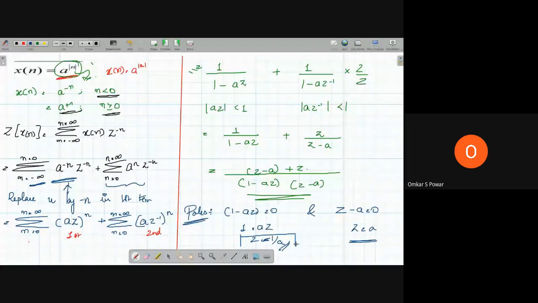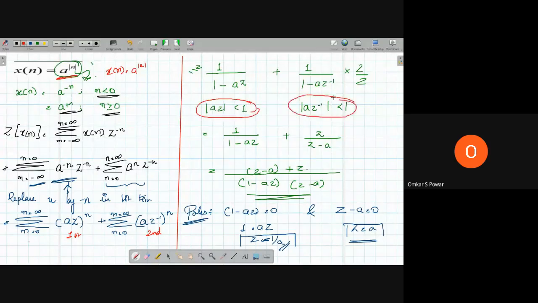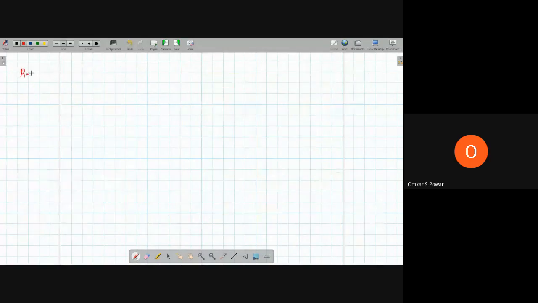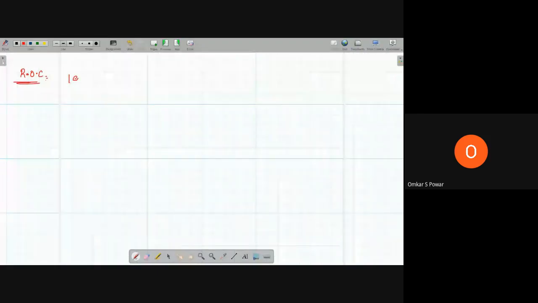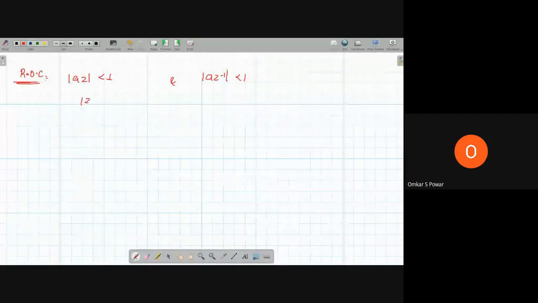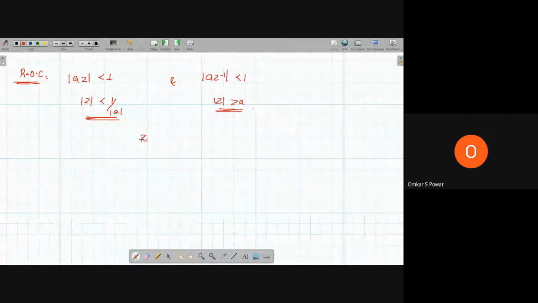Okay, then what do we have to get? We have to get the region of convergence. So how do we get the region of convergence? Using these two conditions. In order to get the region of convergence, the first condition is mod az is lesser than 1, and the second condition is mod a into z inverse is lesser than 1. So what will you get? Mod z is lesser than 1 by mod a, and mod z is greater than a. So in general, how can I write this? Mod z is greater than a and it is less than 1 by a.